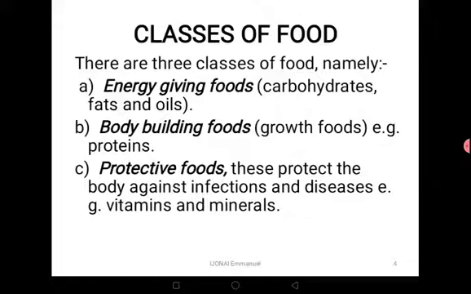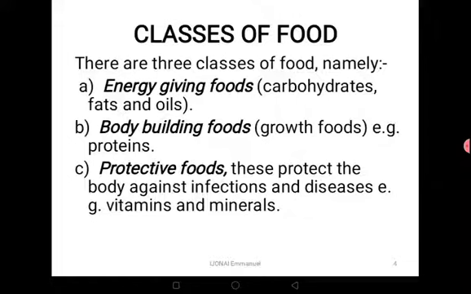Let's look at the classes of food. Food is classified into 3 major classes, and these include the energy-giving food. There are those foods that are called the energy-giving foods. We know them. Those are majorly carbohydrates, and they are lipids as well. Fats and oils are the ones we call the lipids.